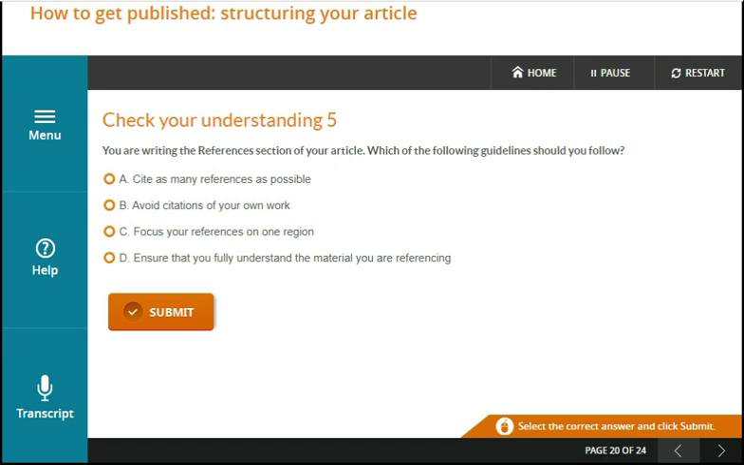You are writing the references section of your article. Which of the following guidelines should you follow?